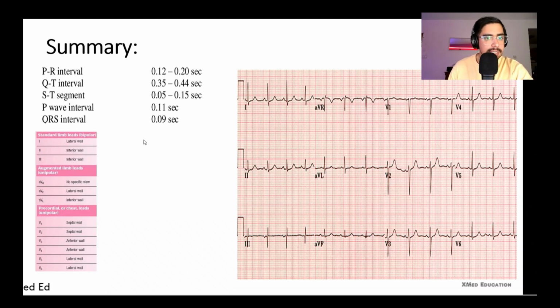So I explained that each lead shows one perspective of the heart. For example, in lead 1, we can see the lateral wall of the heart. In lead 2, we can see the inferior wall of the heart. In lead 3, we can see inferior. So 2 and 3, they both show the inferior wall. AVR, it's not a specific view. AVF is a lateral wall. AVL is inferior wall, and V1 is septal wall. V2 septal wall. V3 anterior wall, and you can read all of them.